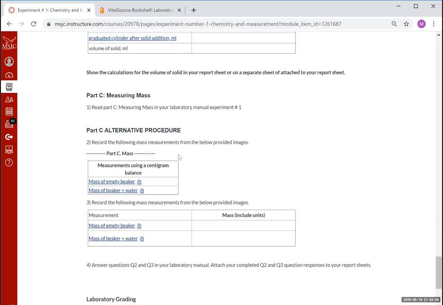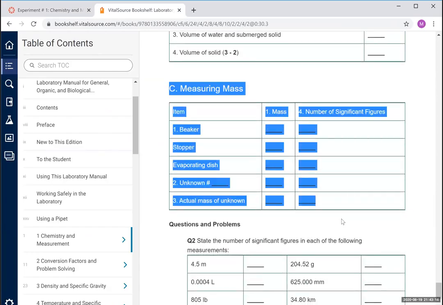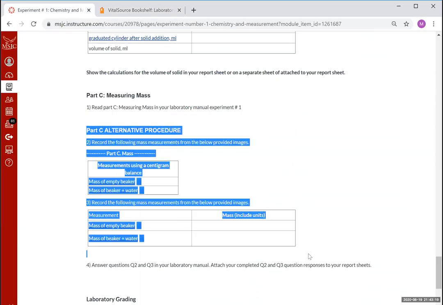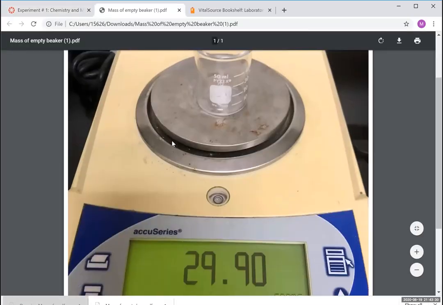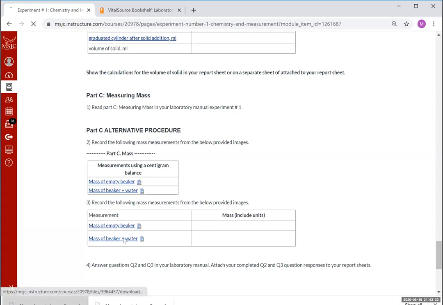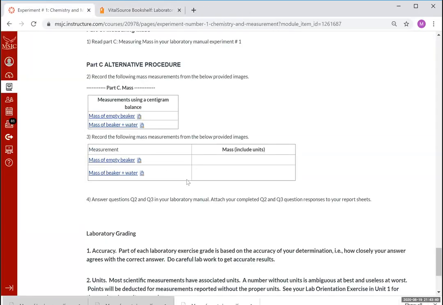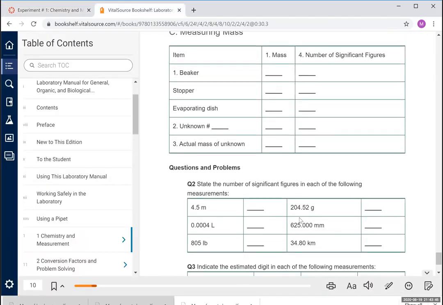For the mass, rather than this lab procedure, I provided you a series of mass measurements, and you're going to take measurements from these two links. So I have the mass of an empty beaker and the mass of a beaker plus water, and you're going to take these mass measurements following sig fig rules. And then you're going to answer questions 2 and 3 in your lab manual.